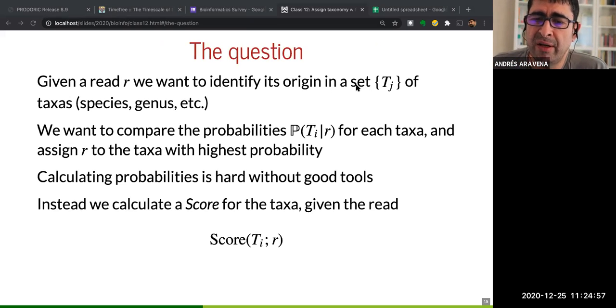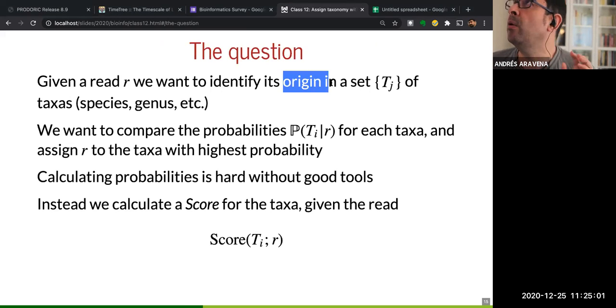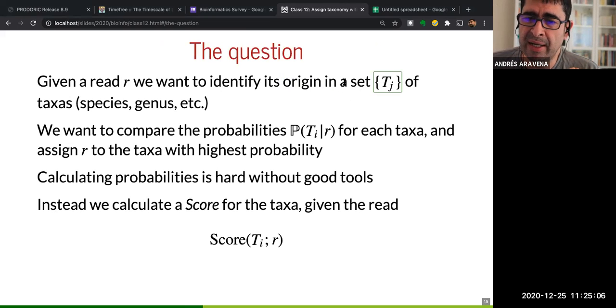And we want to identify what is the origin, in the sense of what is the taxonomy that best matches it. So we have a set of different taxonomies. What I mean is this. Ideally, you would like to associate it to one species. So you have, I don't know, 1,000 or 10,000 different species, and you have the genome of the 10,000 different species. Sometimes you will not succeed with that, and you will have to look not at the species level, but at the genus level.